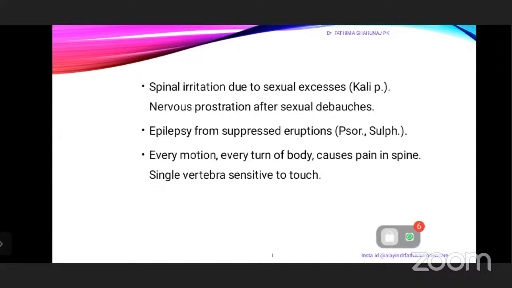Then spinal irritation due to sexual excess. Then nervous prostration after sexual debauch. Again, this symptom is compared. And next, epilepsy from suppressed eruption. In Psorinum this symptom is compared, mainly in Psorinum and sulfur. All the symptoms, mainly the skin symptoms, are raised due to suppressed itch or other skin disease. These are the things, okay.